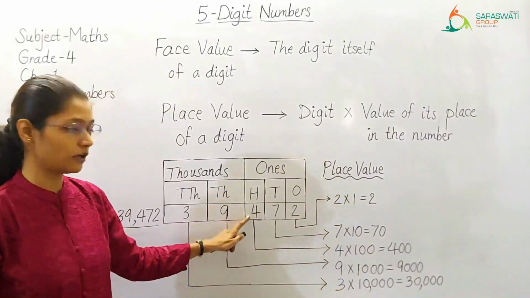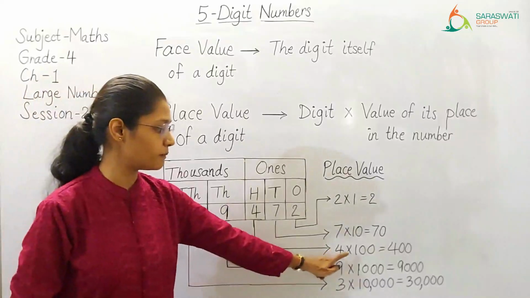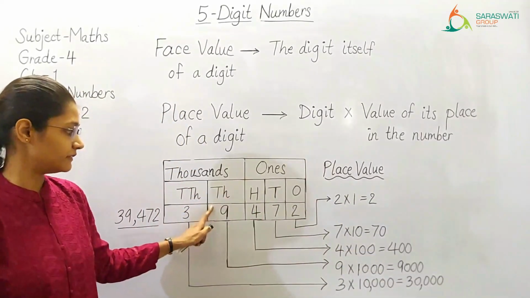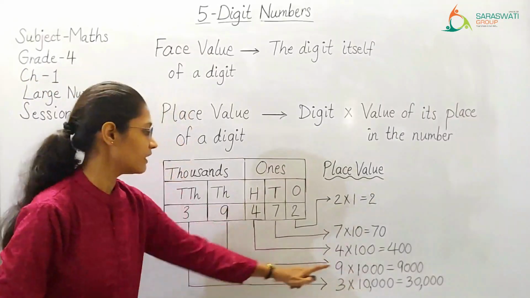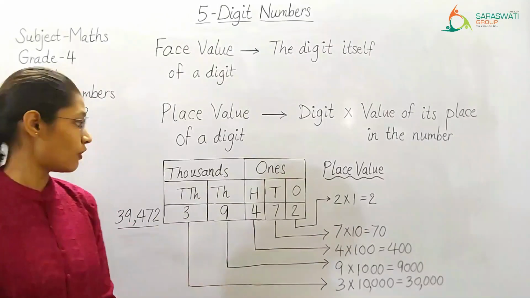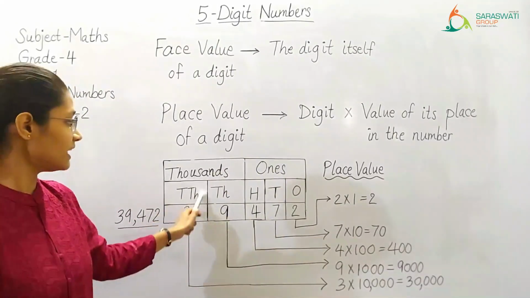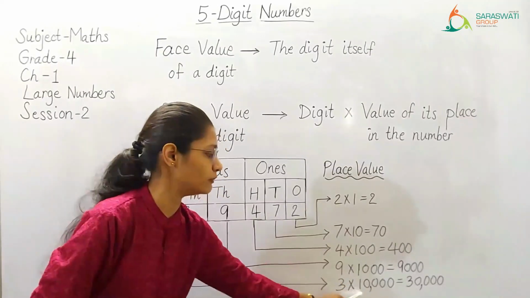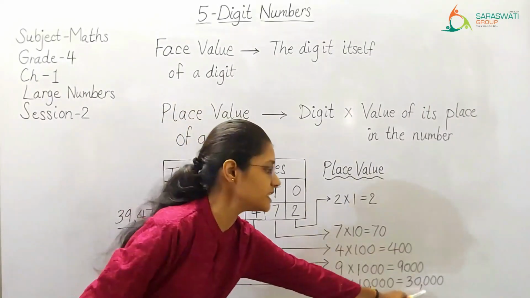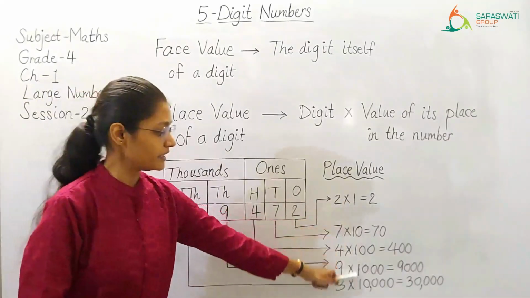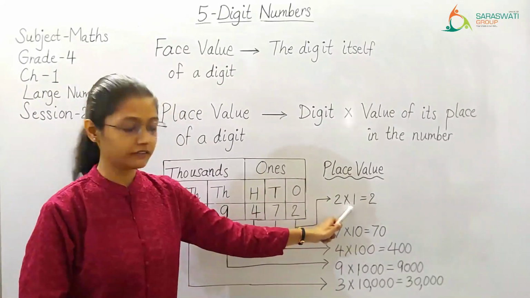Then the place value of 4 at the hundreds place is equal to 4 multiplied by 100, which is 400. Then the place value of 9 is equal to 9 multiplied by 1000, which is equal to 9000. And the place value of 3, which is at the 10,000s place, is equal to 3 multiplied by 10,000, which is equal to 30,000. Now, if we see over here, this is the value of the ones place.